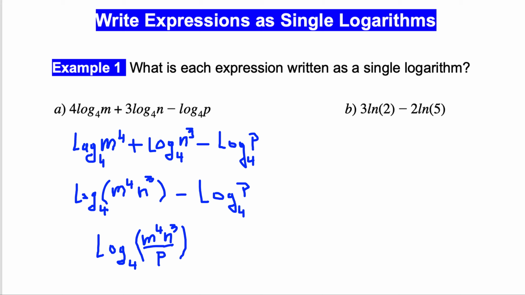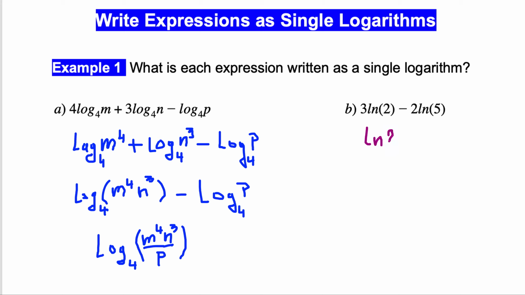And now we are going to the next. So from the expanded form, we wrote this expression into a single form, or into a condensed form. So now we are working with example B, and we see this is 3 here, and we can use the power property of logarithms. This 3 can go in exponent of 2 here. And this 2 can go as an exponent of the 5 here. So we are using the power property of logarithms.